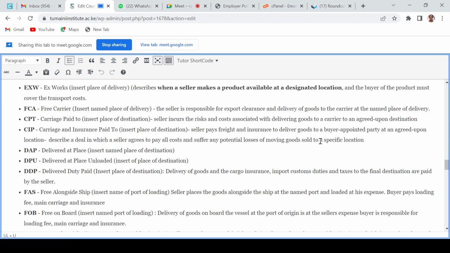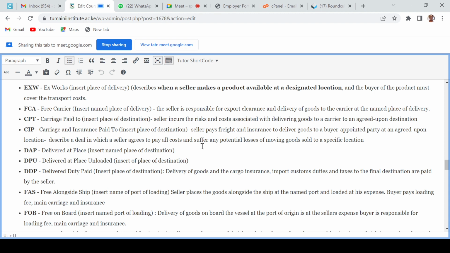Then we have what we call CIP, the short name of carriage and insurance paid to. So what does that mean? Seller pays freight and insurance. So the I brings in insurance, right? So seller pays freight and insurance to deliver goods to a buyer appointed party at an agreed upon location. So this means that the seller has agreed to pay all costs and suffer any potential losses of moving goods sold to a specific location. So hiyo ni CIP. Amelipia transport na amelipia insurance. So ile tumeongeza hapo ni I. So imebadilika pale juu tulikuwa na CPT, sasa tuko na CIP, right? So there we are talking about carriage and insurance paid to a given destination.